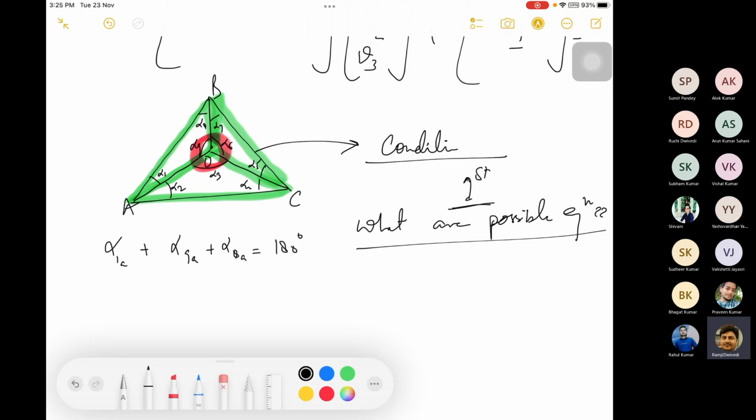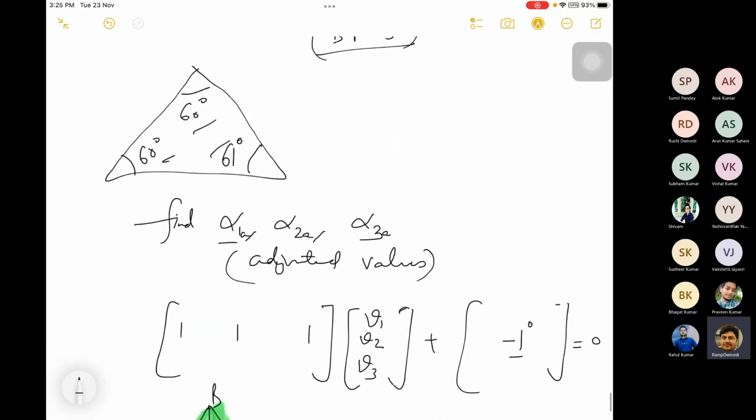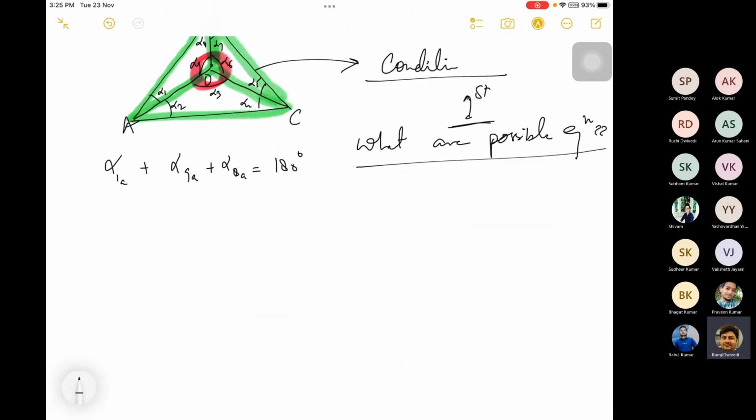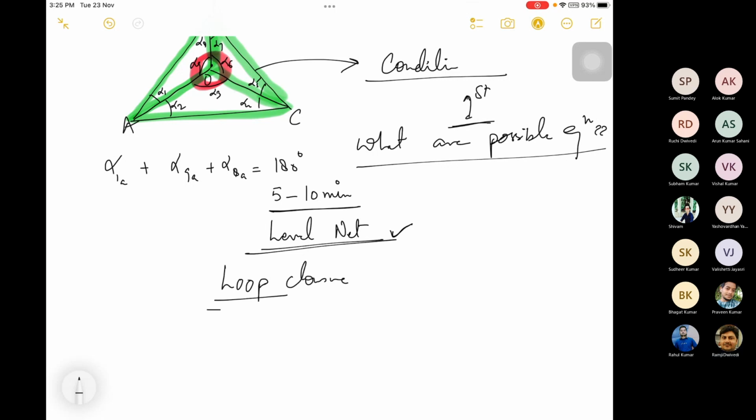So your next problem, which we were solving. Now I'm giving you a little time, 5 to 10 minutes. You open the previous image from this class that I've circulated for the level net problem. You need to solve that level net problem by using the loop. You must have studied Kirchhoff's law. Using that loop closure, you can solve the level net problem.